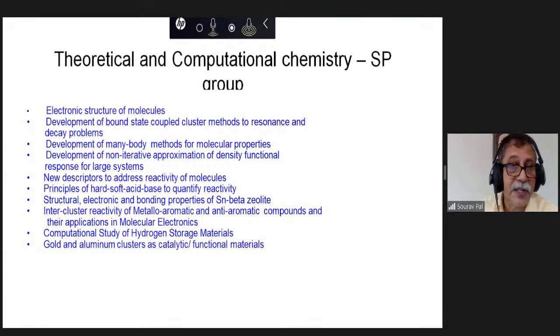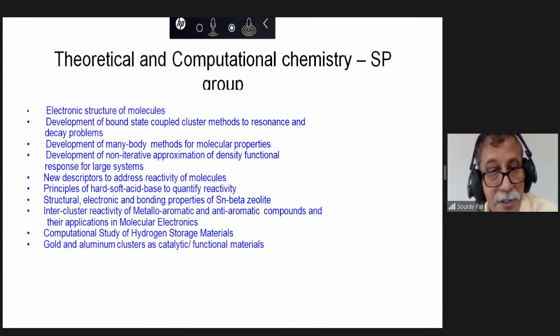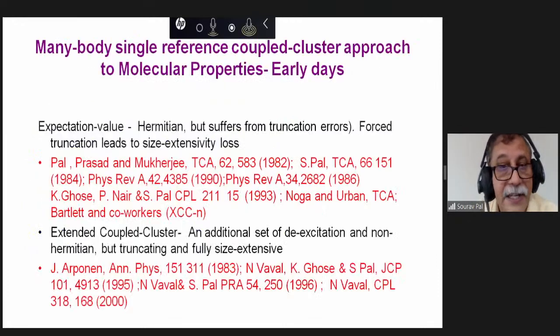including relativistic effects. I also have worked on non-iterative approximation of density functional response for large systems, and qualitative reactivities like local hardness and softness as descriptors for molecules, and then hard, soft, acid, base. And then of course, a lot of interesting applications in material science, including catalysis by zeolite, metal catalysis, computational study of hydrogen storage materials, gold and aluminum clusters as catalytic and functional materials, and so on.